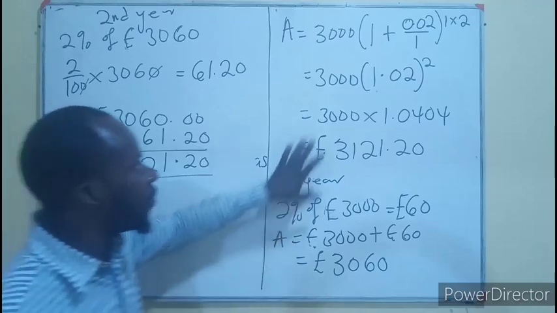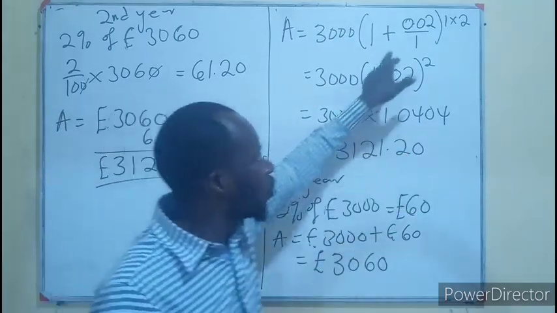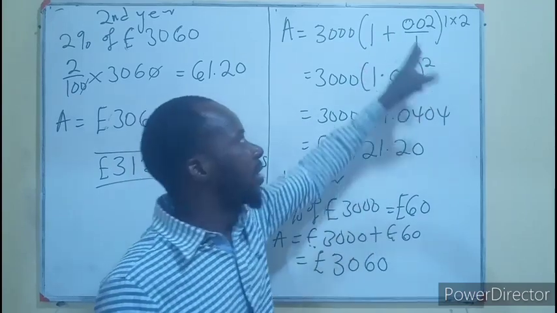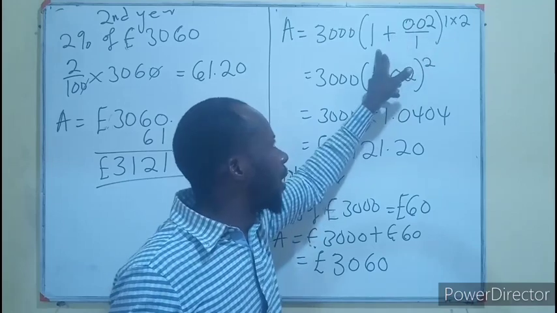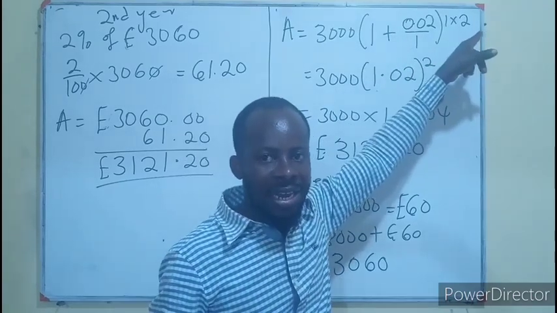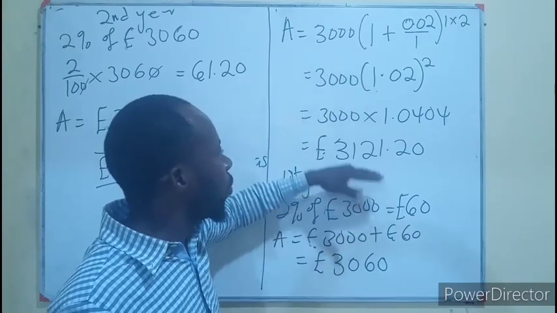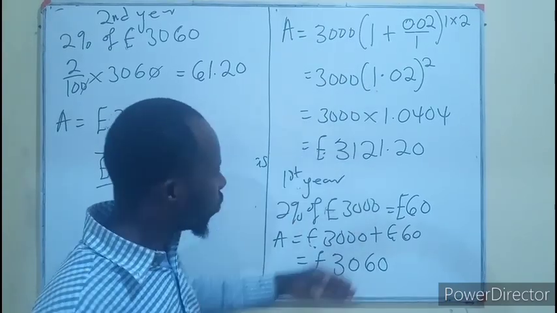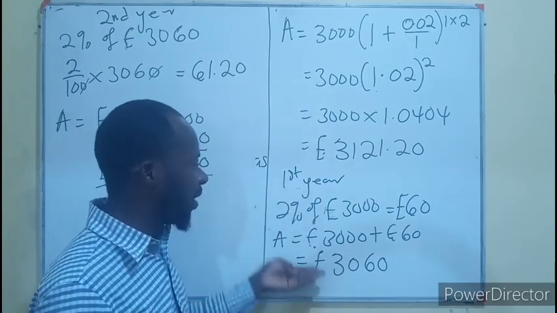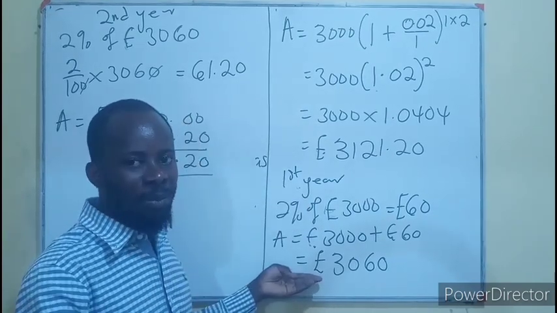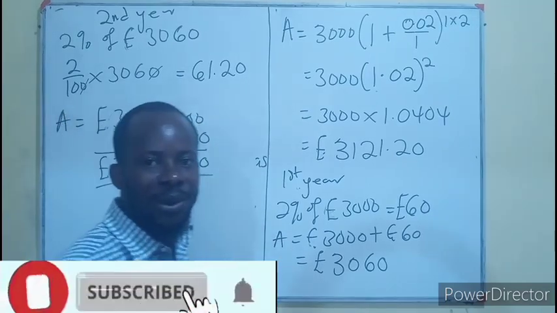So either you use the formula directly, which is the shortest method, or you go without the formula. You just have to find the decimal of the percentage, add it to 1, raise it to the power of the number of years, times your principal, and you get your answer. Or you can still find it year by year. So if it is 5 years, the first year you compound it, you add the interest to the principal. The second year you compound it in that order. I believe the concept is clear.